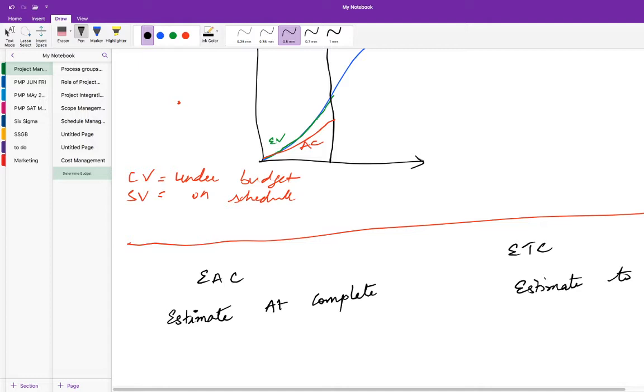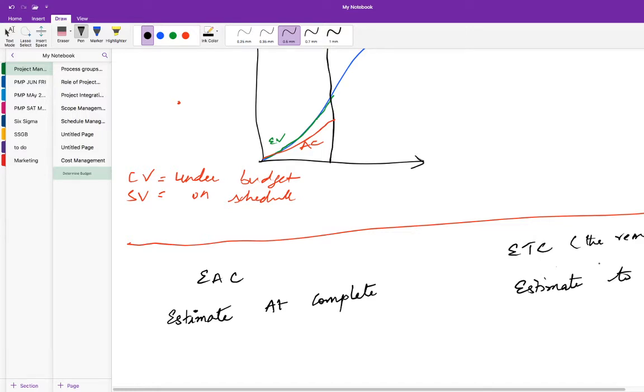Estimate at complete and estimate to complete. So you can actually say estimate to complete the remaining work. This is how you have to read it. Estimate to complete the remaining work. That's the meaning of estimate to complete.